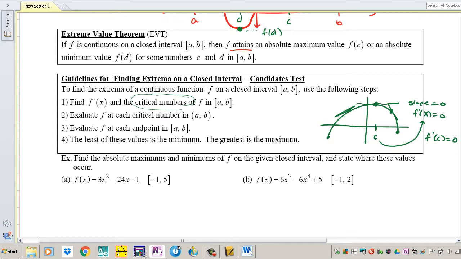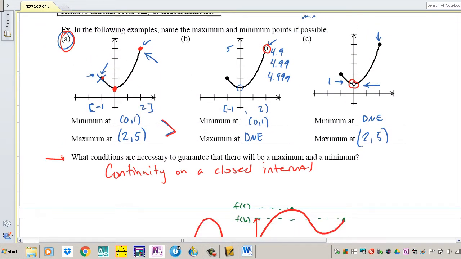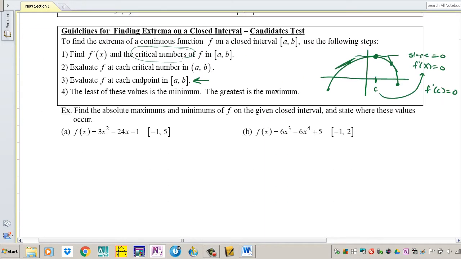So let's go ahead and read the next steps. Step 2 says evaluate f at each critical number. Evaluate f at each endpoint. So we're also going to use the endpoints, because if you notice in the previous example, in the last video, my endpoint here was my highest point. So we're also going to determine if endpoints could also provide us an absolute maximum or absolute minimum. And the last one says whichever is the least is the minimum value, and whichever is the greatest is the maximum value.